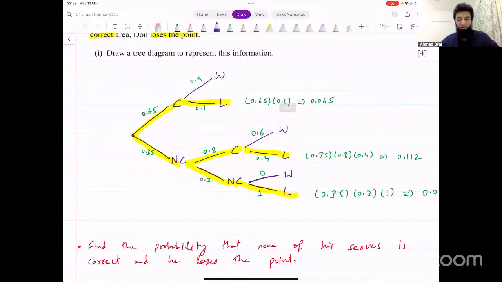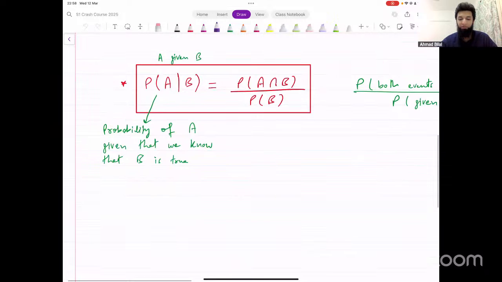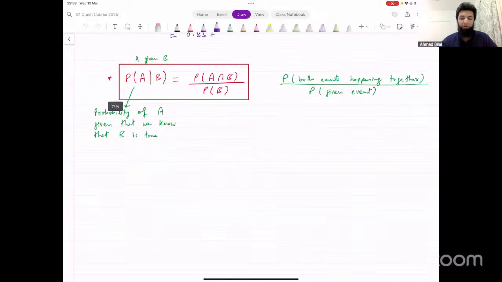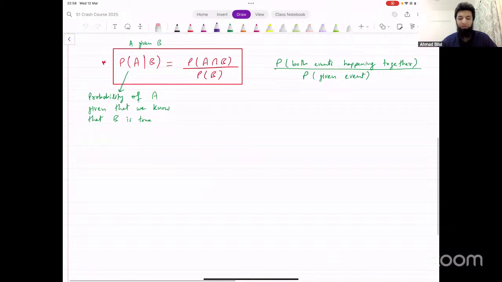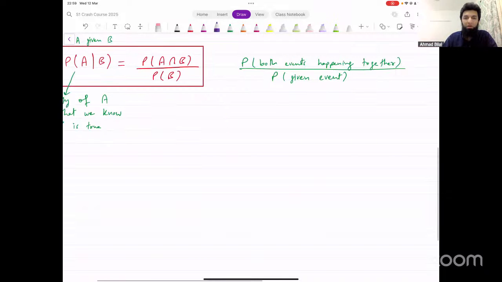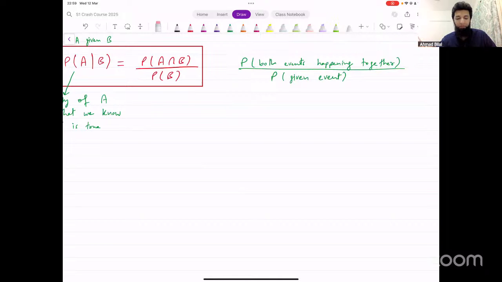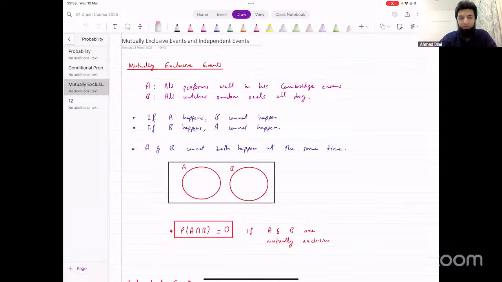We talked about conditional probability. We discussed this in detail, but at the end, we had this formula that we can use to find conditional probability. Probability of A given B is equal to probability of A intersection B divided by probability of B. What that really means is, in the numerator, you have the probability of both events happening at the same time, and in the denominator, you have the probability of the given event. And then we talked about the concept of mutually exclusive and independent events.